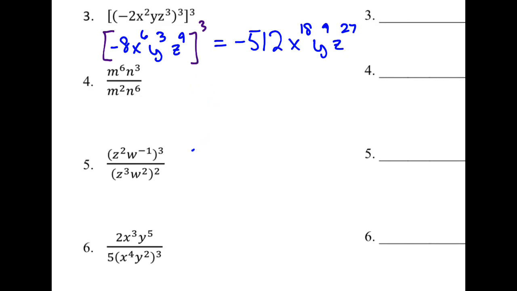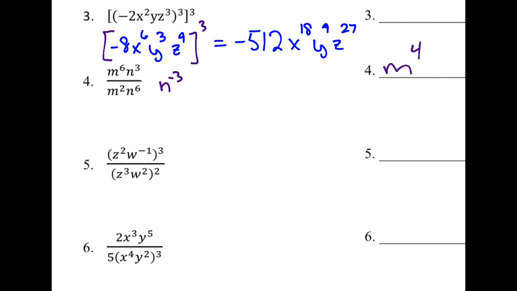Okay. Getting to number 4, we start dealing with the division properties, the quotient properties. So m's on top of m's, we subtract exponents. So we have m, 6 minus 2 is 4. And then we have n. Now 3 minus 6 gives us n to the negative 3, but we've already talked about negative exponents.